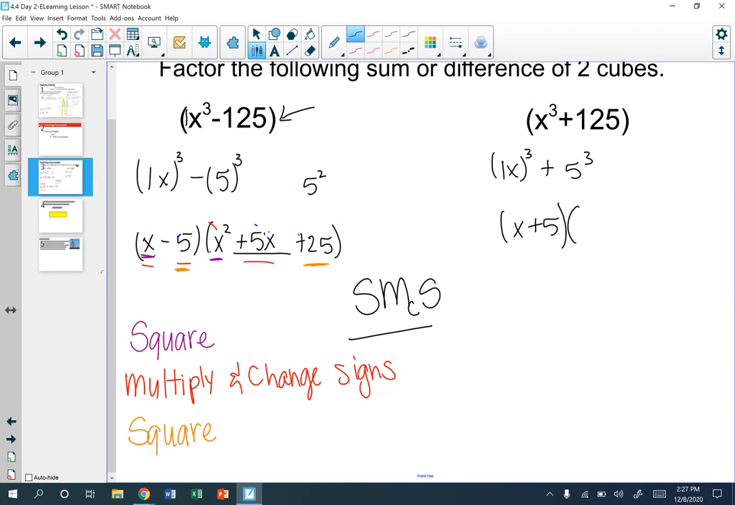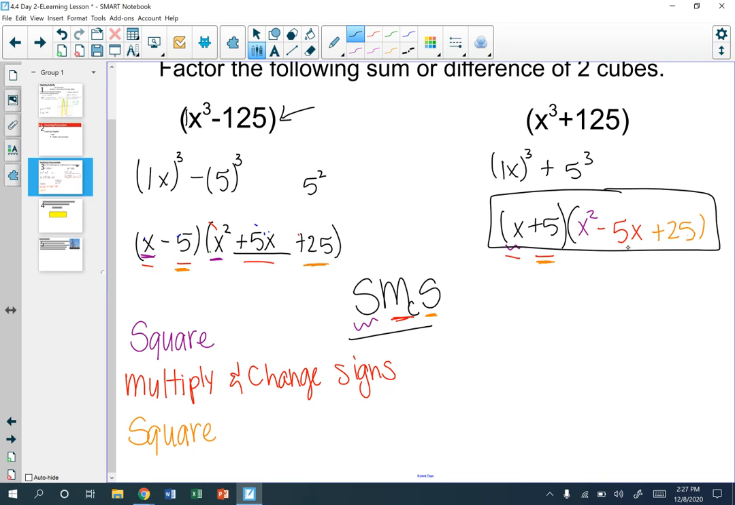So I square, do these in the same color. I'm squaring that first term to get my x squared. I multiply the x and the 5 to get 5x, and then I need to change that sign. So I'm going to have -5x. And then again, I square that last term to get my plus 25. And that's it. That's the factored part of that.